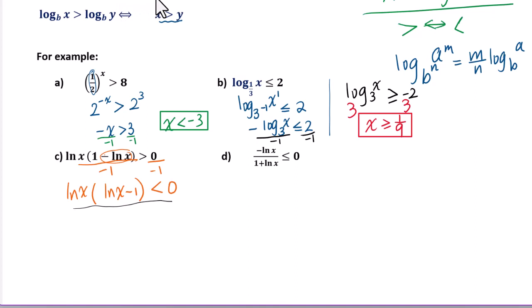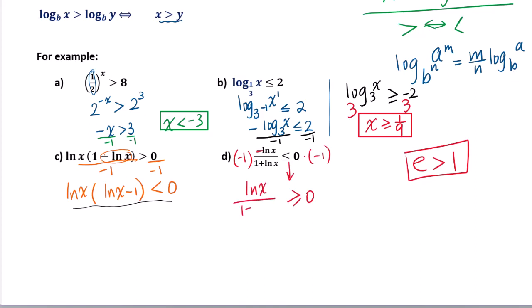For d, this is a logarithm inequality. Because e is greater than 1, the base is no problem. The coefficient of natural log of x is negative, so we need to change it into positive. Times -1 on both sides. According to mommy, daddy, nanny, we need to change the symbol. Natural log of x over 1 plus natural log of x. Then we can use a sign diagram to work this out.